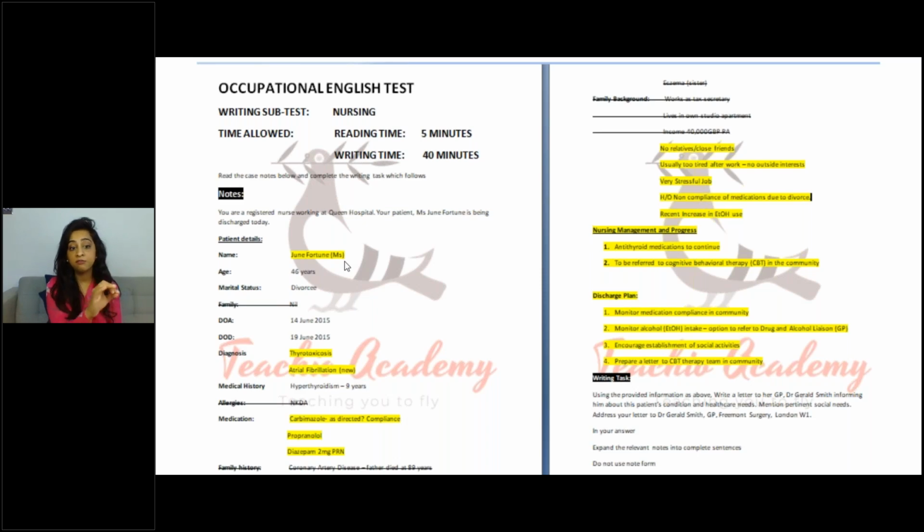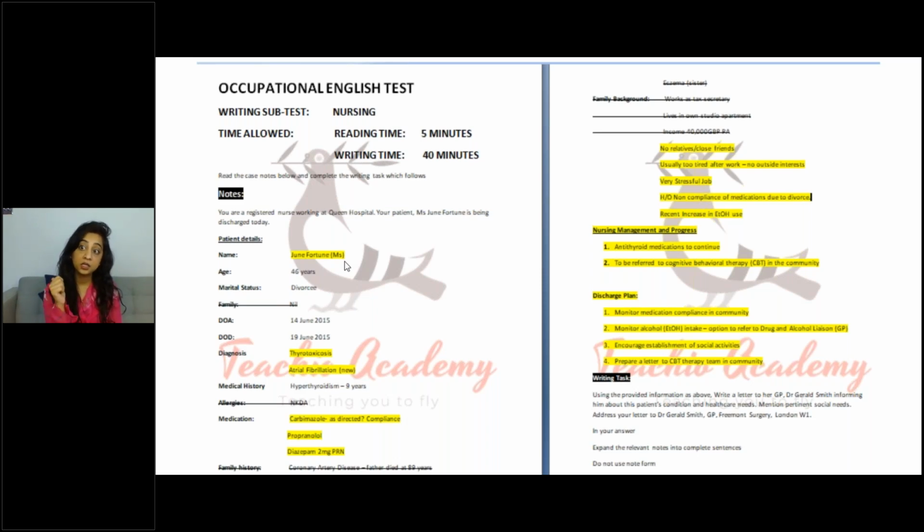I've cut down the family history of coronary artery disease, that her father died from coronary artery disease at 89 years of age. So that wasn't really important. I've cut out the sister's history of eczema because that's not really relevant to the task at hand. And I've cut out her job. I've cut out her own studio and income.